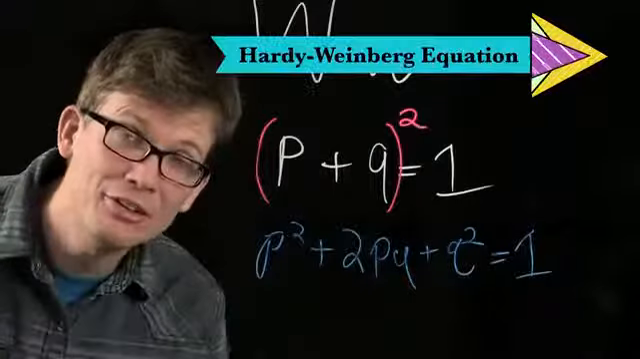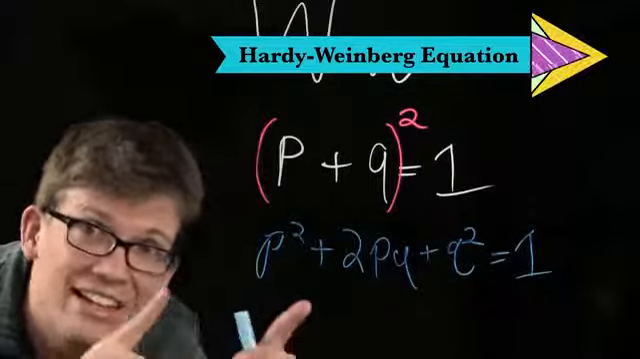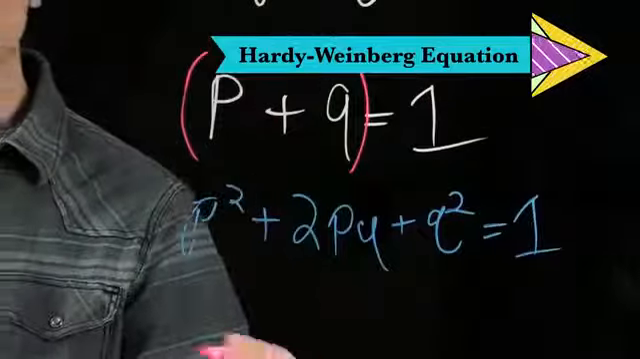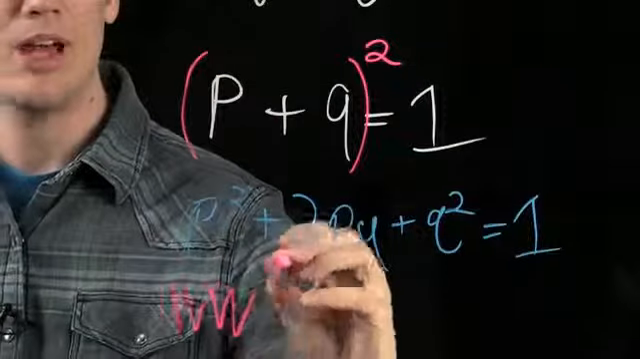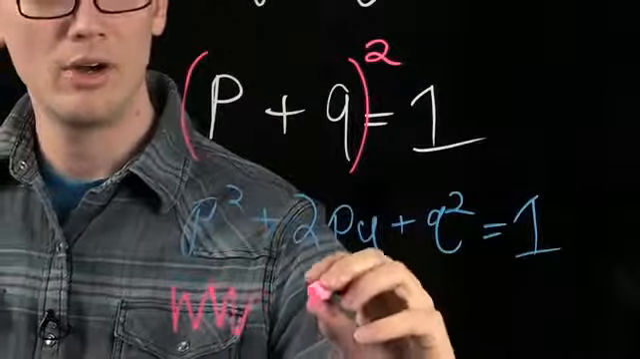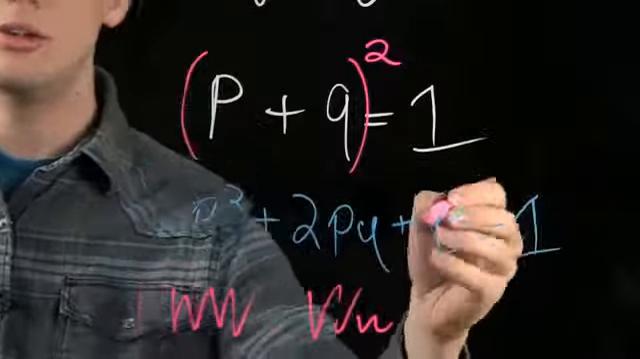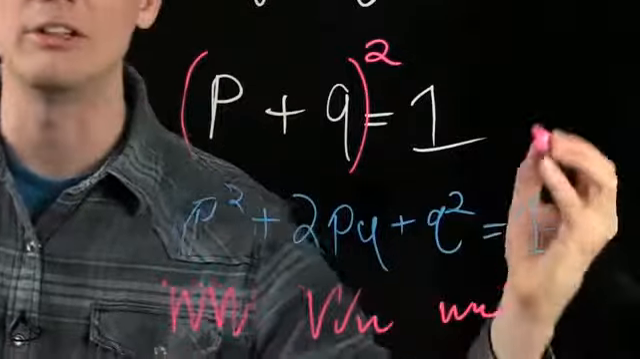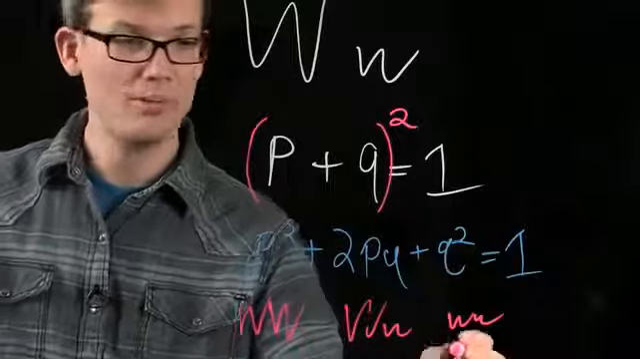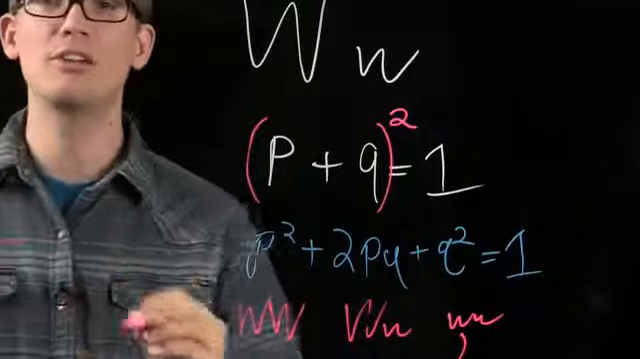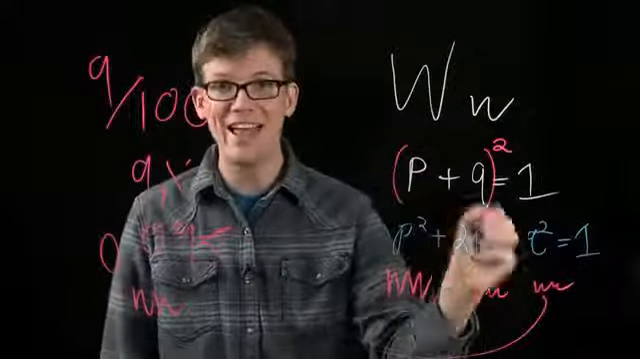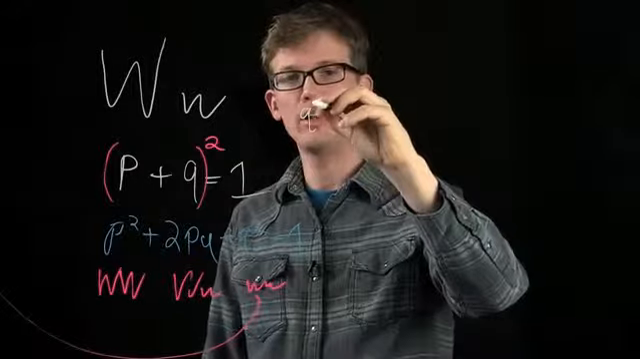And that, my friends, is what Hardy and Weinberg did, and it is the Hardy-Weinberg equation. So p squared is the odds of it being a WW, this 2pq here is the heterozygotes, and the q squared is the homozygous recessive. Well, good news! We know the homozygous recessive is 0.09, so we already have that information. So we know what q squared is.